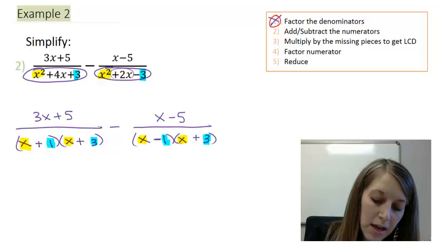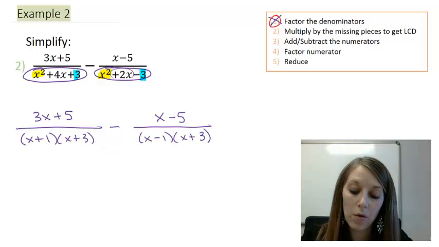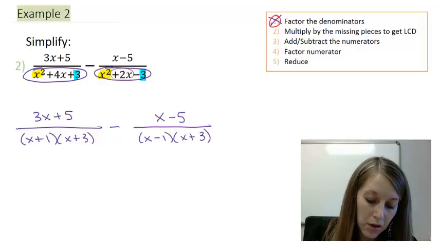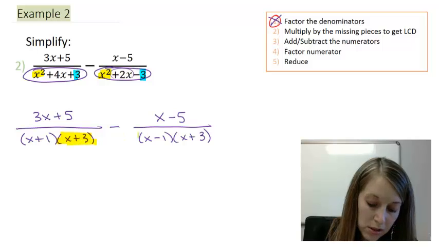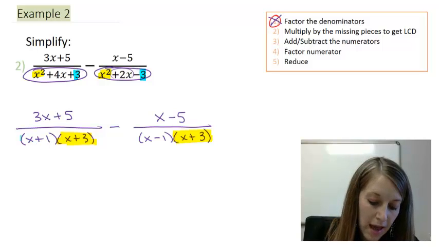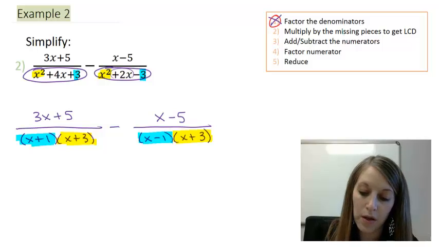So I have finished step number 1. To come up with my least common denominator, I need to see what factors I do have in common. And notice I have an x plus 3 in common. And what factors I don't have in common. And notice I have an x plus 1 here and an x minus 1 there. Those are my missing pieces.